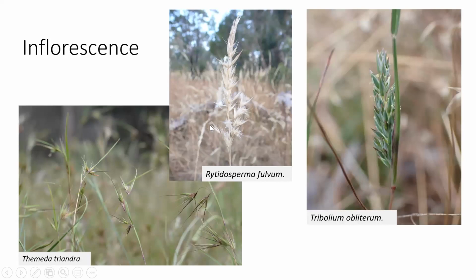So the inflorescence in a grass is the bit that has all the flowers and all the seeds, the grass head. So the wallaby grass here, the kangaroo grass, and this is a weedy species. So that includes the whole head. It's called the inflorescence.